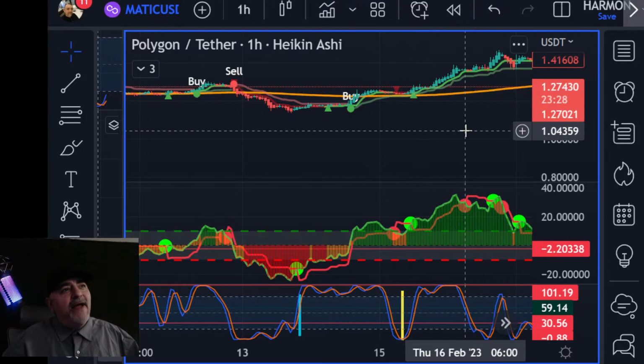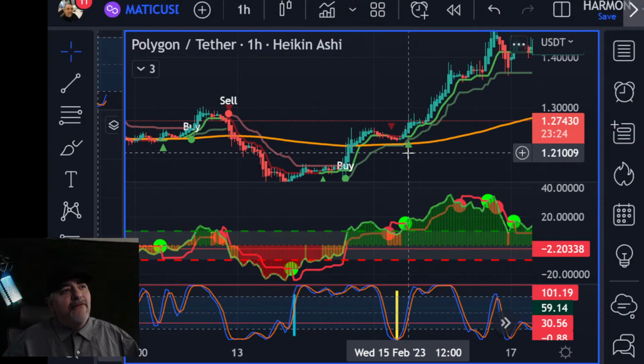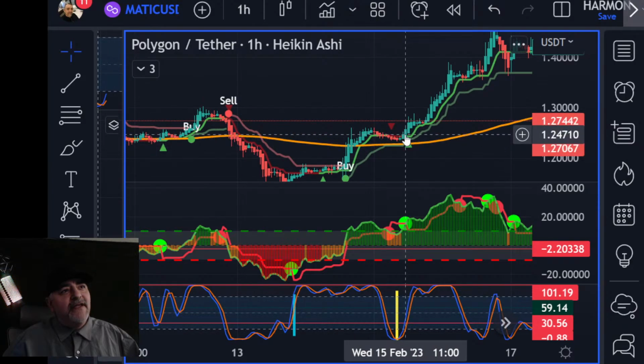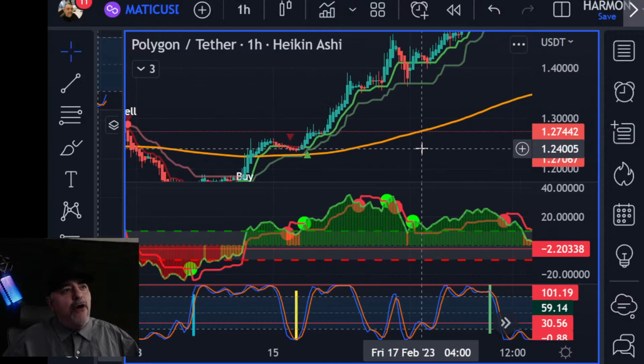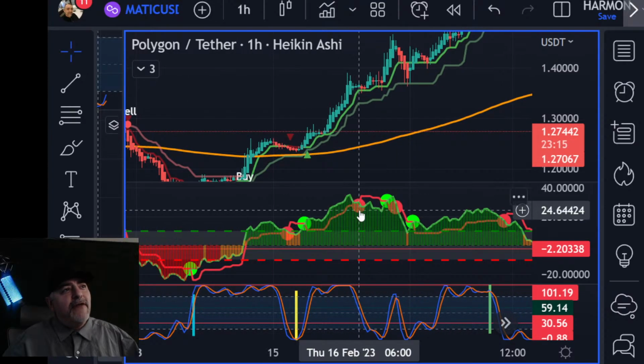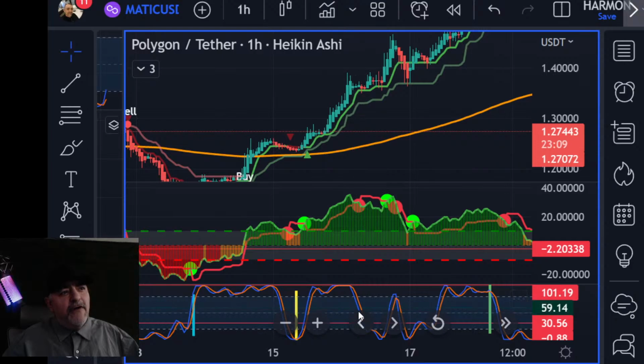The Matic buy-in signal came in right here. So Matic was a buy-in right here on this level, which is basically $1.24, right? And that was ridden out all the way up here. Now the difference here is when this red moon comes in, as we take a look at the RSI, we're pretty much halfway through this RSI right here.